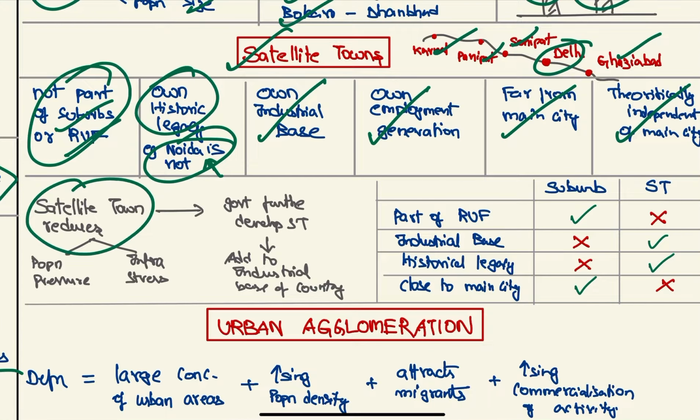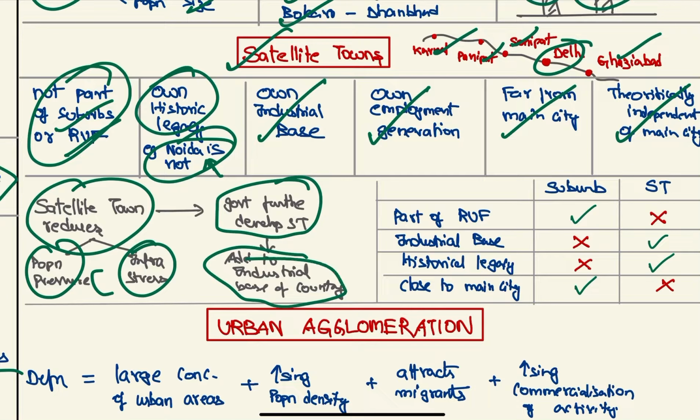So satellite towns can reduce the population pressure and infrastructure stress on the main city. Therefore, if the government further develops the satellite towns, they will add to the industrial base of the country. Comparing suburbs and satellite towns: suburbs are part of the city, satellite towns are not. Suburbs don't have their own industrial base; satellite towns have an industrial base.